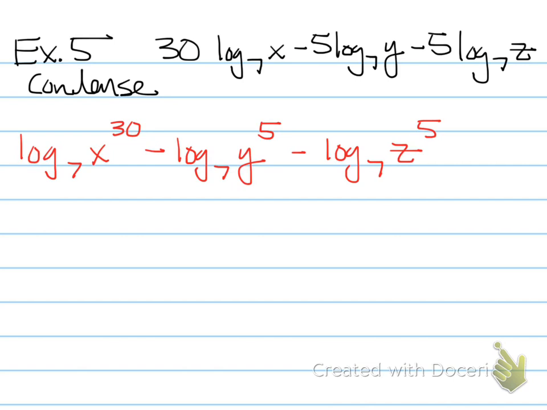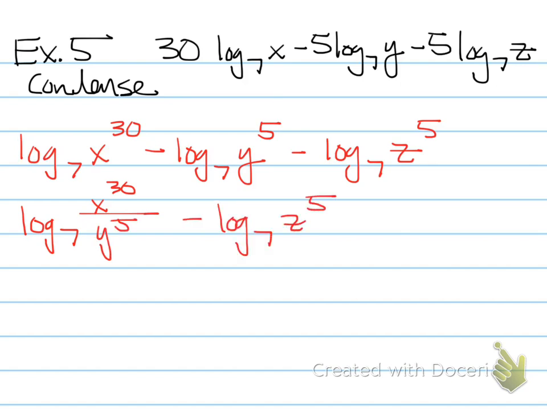And now whenever you're subtracting, when you condense it, that becomes the quotient of whatever's on the left over whatever's on the right. So when I condense those first two terms, I get log base 7 of x to the 30 over y to the 5th. And then whenever I divide x to the 30 over y to the 5th by z to the 5th, that's the same thing as multiplying it by 1 over z to the 5th. So that will give us log base 7 of x to the 30th over y to the 5th, z to the 5th. And again, put everything in alphabetical order.